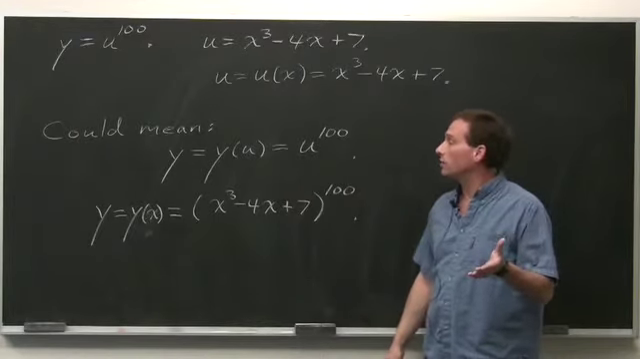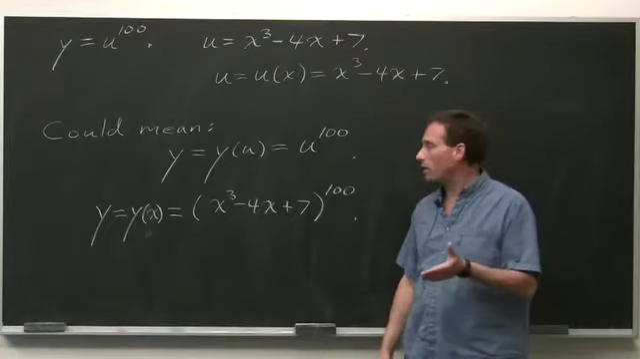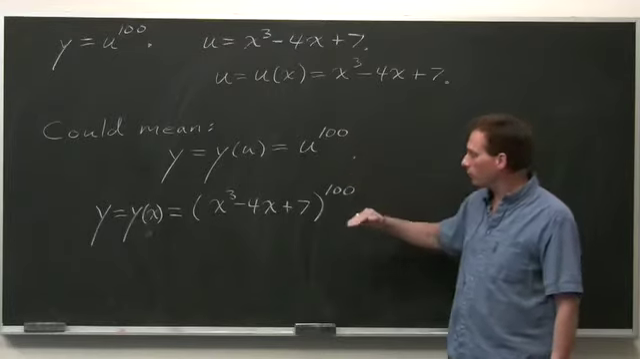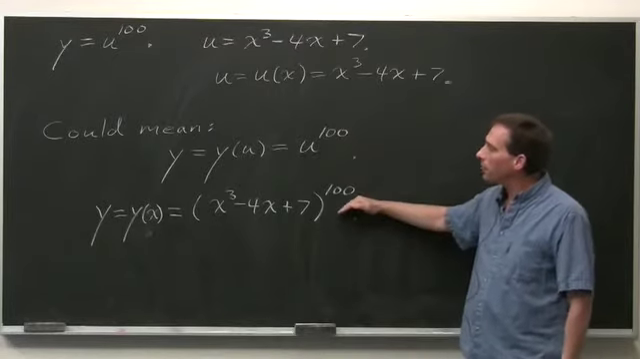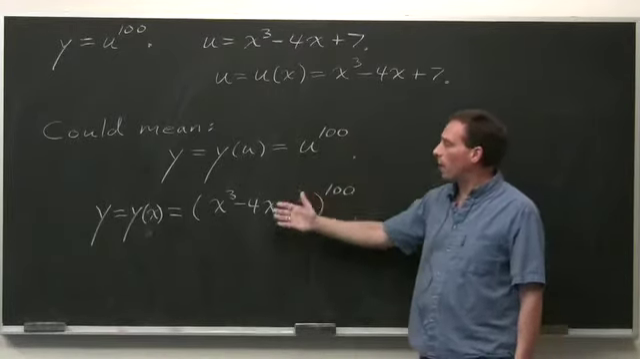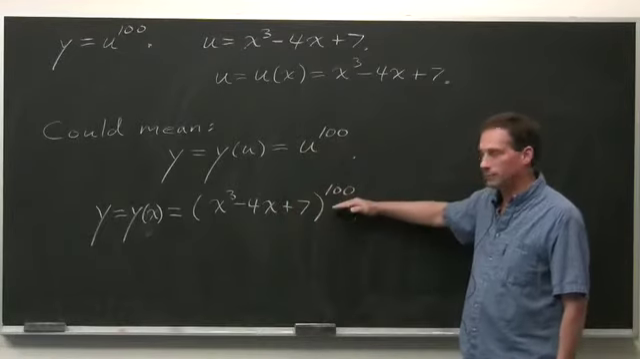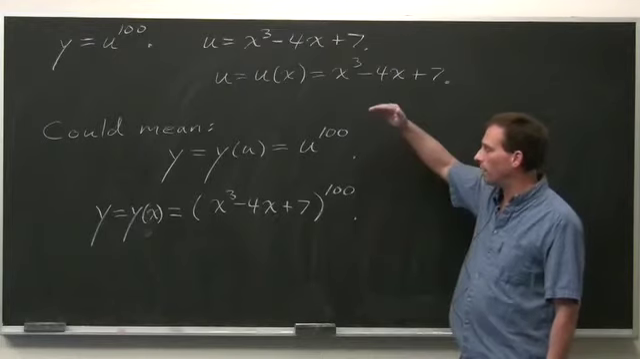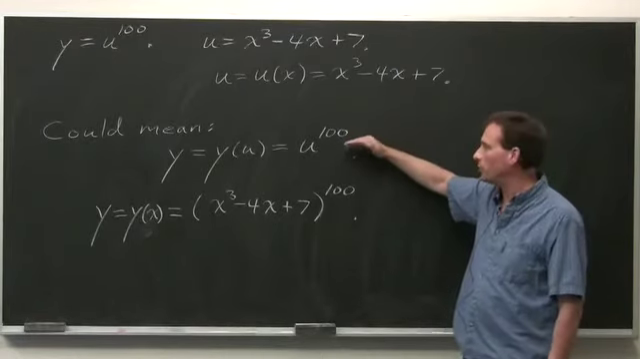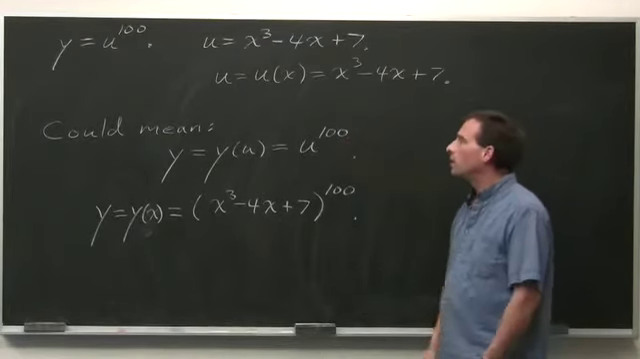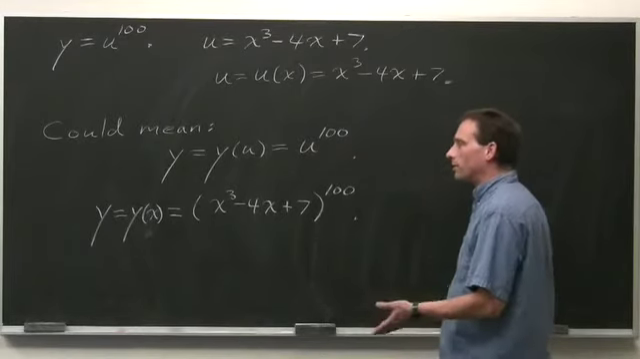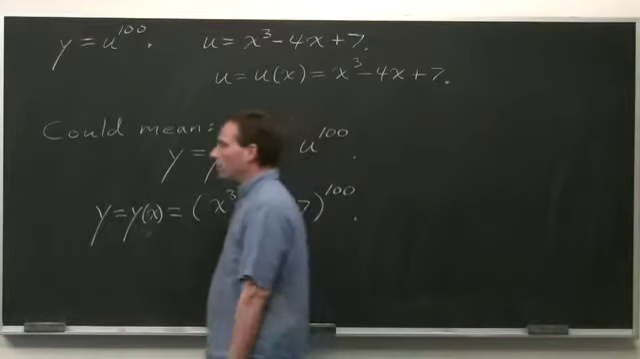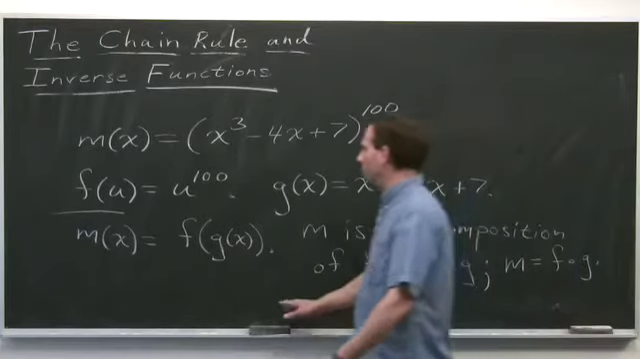And the answer is, it depends on what you say. If you say y as a function of u, you mean this function. If you say y as a function of x, you mean this function. If you take the derivative of y with respect to x, you mean the derivative of this function y. If you take the derivative of y with respect to u, I was thinking y as a function of u, and you mean the derivative of this function. The reason I'm going on about this is because it encodes the derivatives of compositions very nicely.